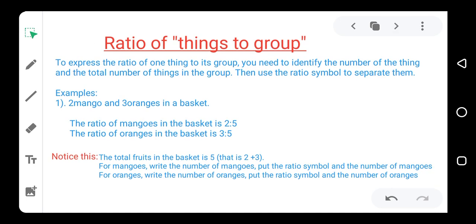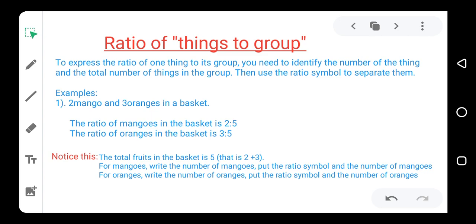Then if we want to write the ratio of one thing to their group, what we do here is that we get the total number of things in the group, and then for each of the things that we want to write its ratio, we write the number of that thing first, and then put the ratio symbol and put the total number of things in the group.